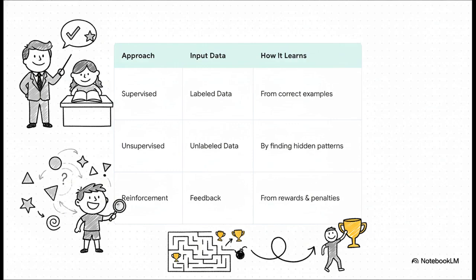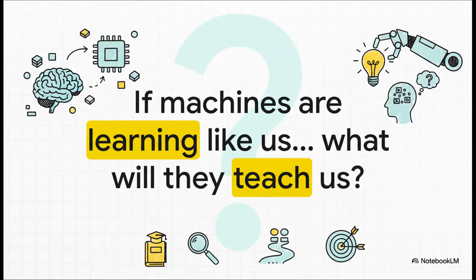And then there's reinforcement learning. Here, the data is really just feedback, rewards and penalties, and the goal is simple: get the biggest reward possible. That's our trial and error learner. So when you boil it all down, we're teaching machines to learn in the same fundamental ways we do, with a teacher, through exploration, and by making mistakes and trying again. And that leaves us with a really big question to think about. If we're getting this good at teaching machines to learn like us, what are they eventually going to teach us?